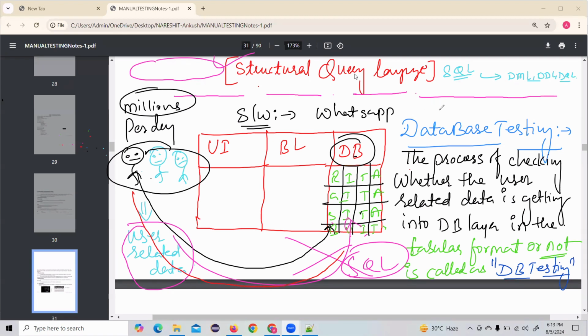So how many types are there? There are three types. Under what? Database testing. Sir, what are the types of database testing that we should discuss now? Is it done? Look here.